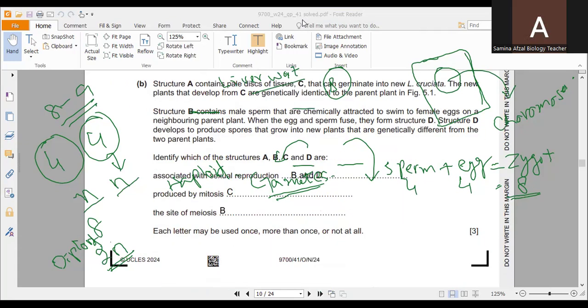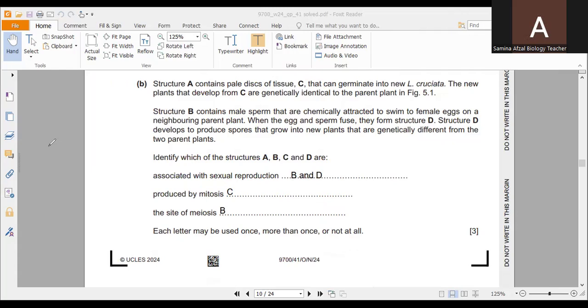Next is question number B. Structure A contains pale discs of tissue C that can germinate into new L. cruciata. The new plants that develop from C are genetically identical to the parent plant in figure 5.1. So first of all, we will discuss this tissue C that can germinate into new L. cruciata. The new plants that develop from C are genetically identical.